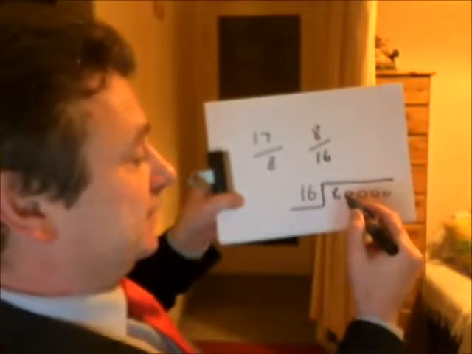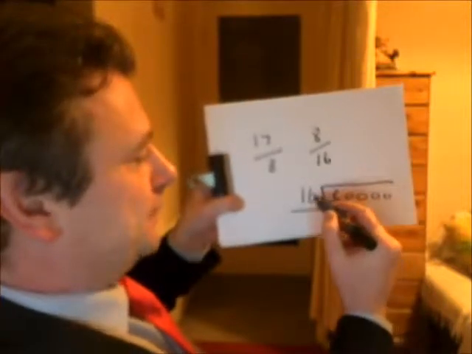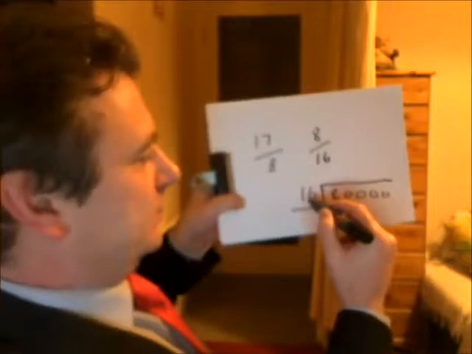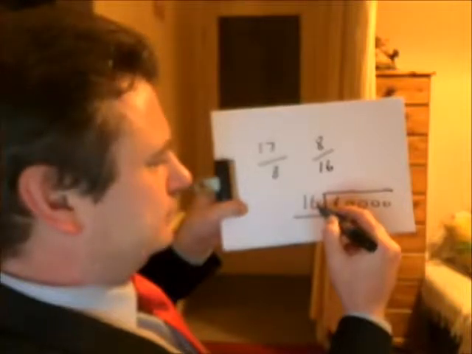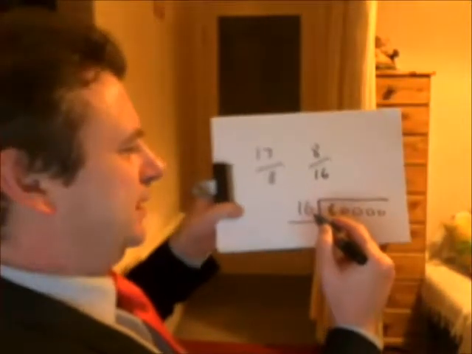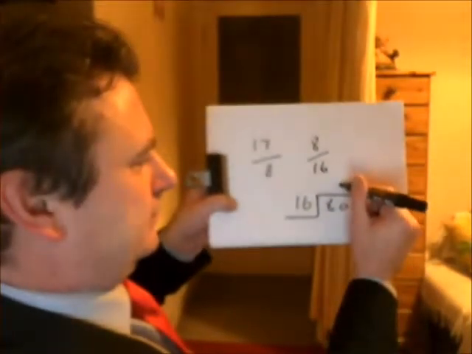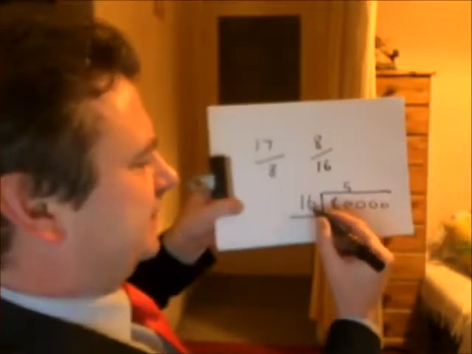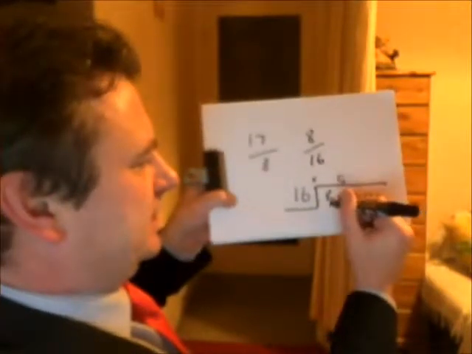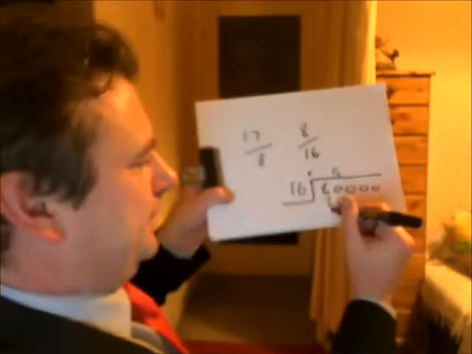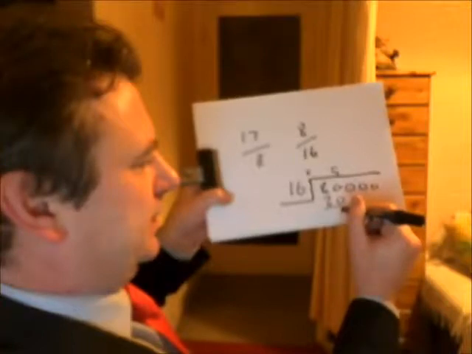16 into 80. How many times does that go? It's exactly 5, isn't it? 5 times 10 is 50. 5 times 6 is 30. Exactly 5. 5 times 16 is 80. Take that away, and it leaves us with nothing at all.